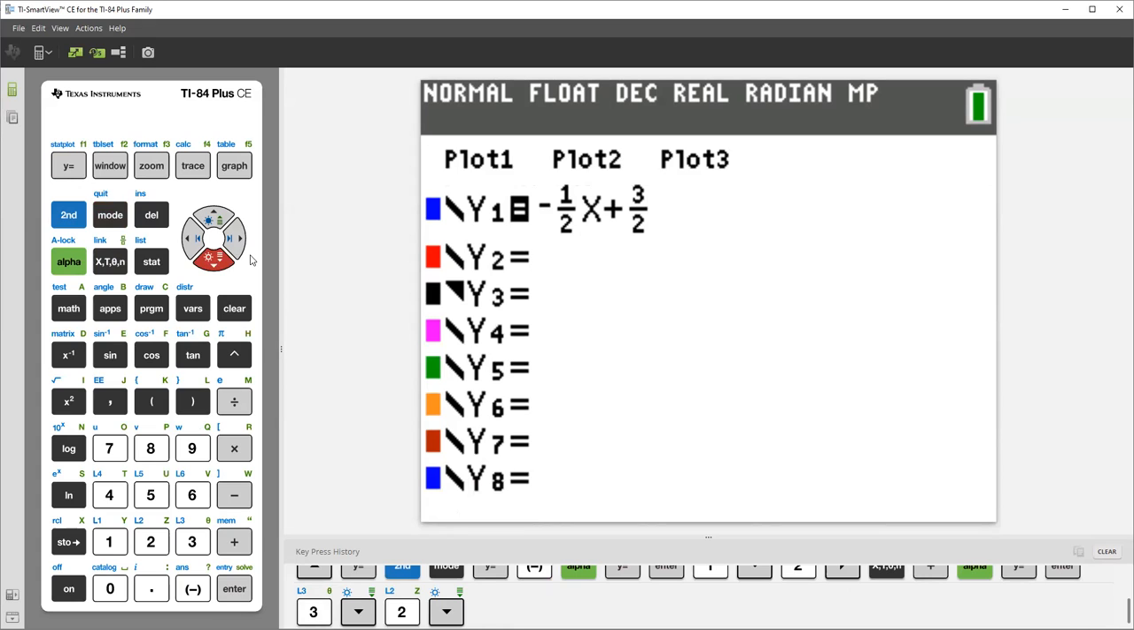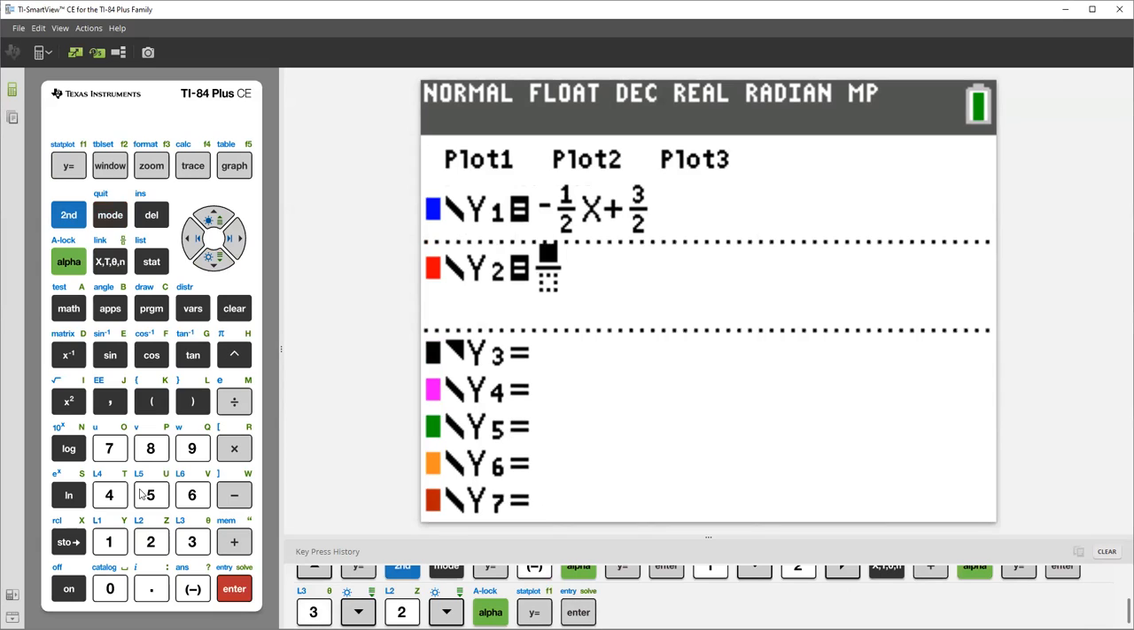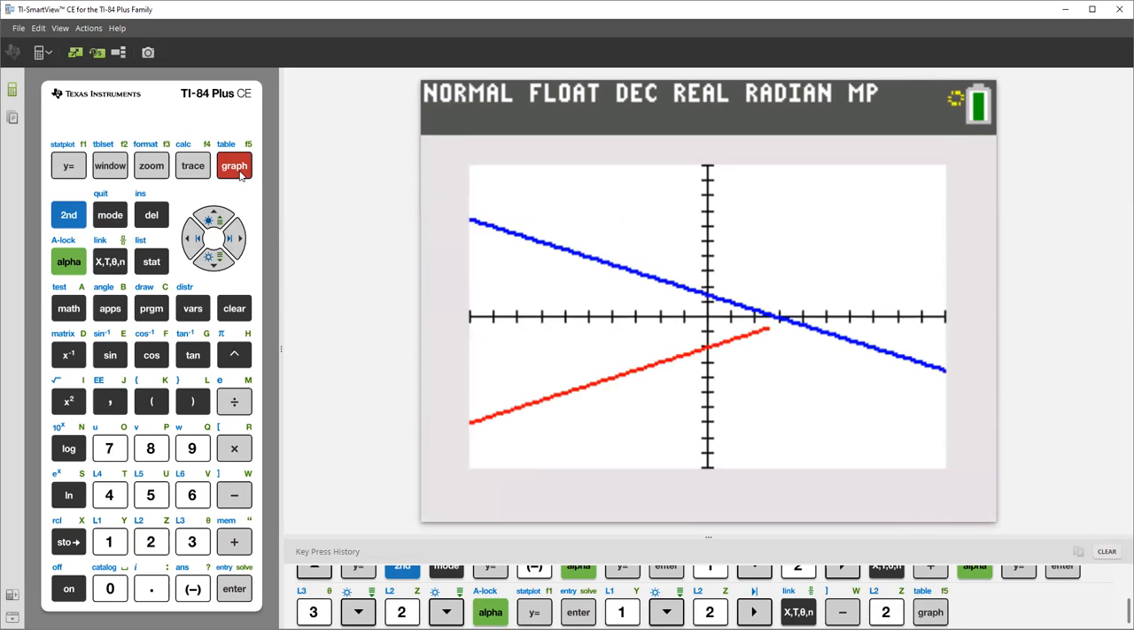On the second one, I'm going to write 1/2 x minus 2. So alpha y, enter, 1 divided by 2, x minus 2. So those are my two equations. I'm going to go ahead and graph them, and you can see that there's an intersection right there.